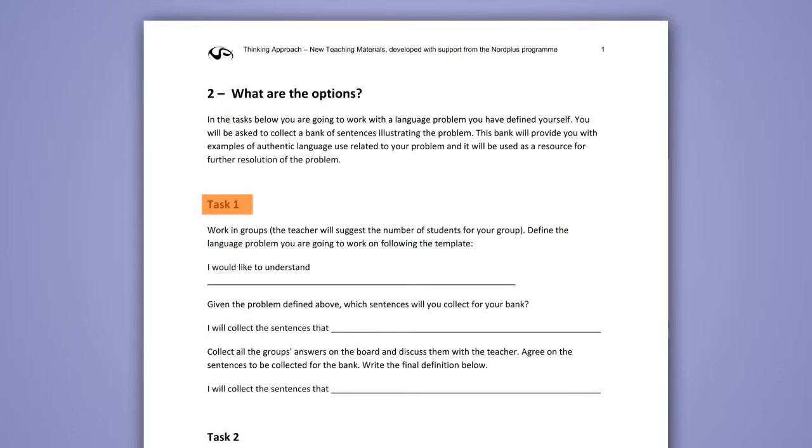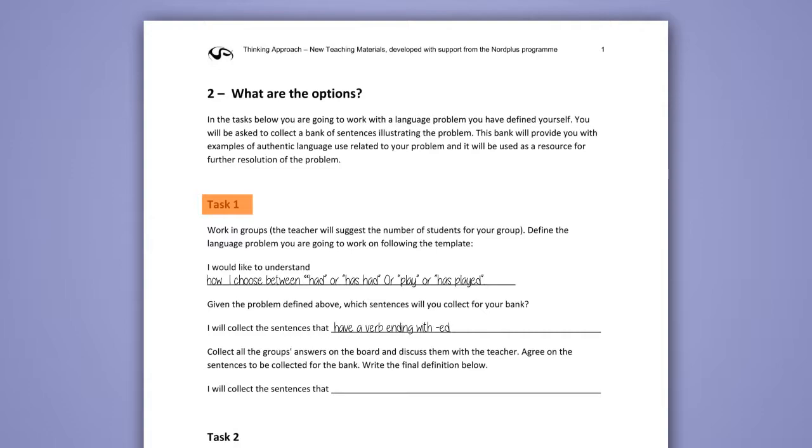Before inviting students to collect a bank, it is necessary to help them to understand the purpose of this activity. This is the rationale behind the first task. Students start out by restating the learning objective they defined at Stage 1. Based on their learning need, students then formulate what kind of sentences they need to find for their bank.